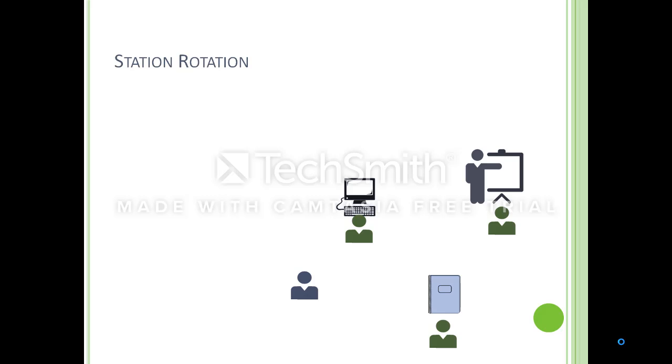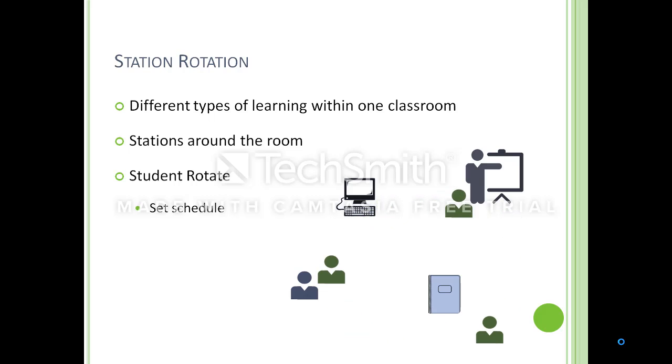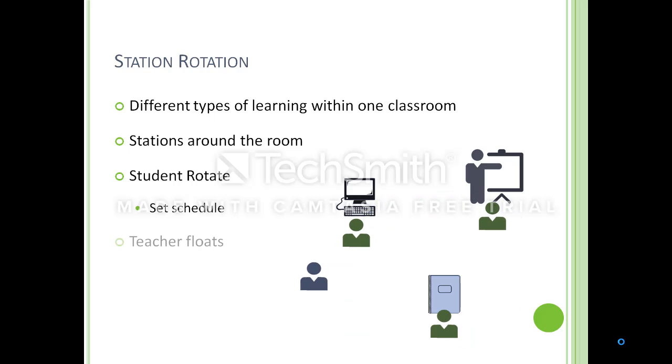Station rotation allows students to explore different types of learning, all from within one classroom. The classroom has stations set up around the room, and students rotate to the different work areas on a set schedule. This allows teachers or paraprofessionals to move amongst the students while they learn, stopping and checking, and offering assistance or further guidance when needed. This model is very popular for elementary school type settings.